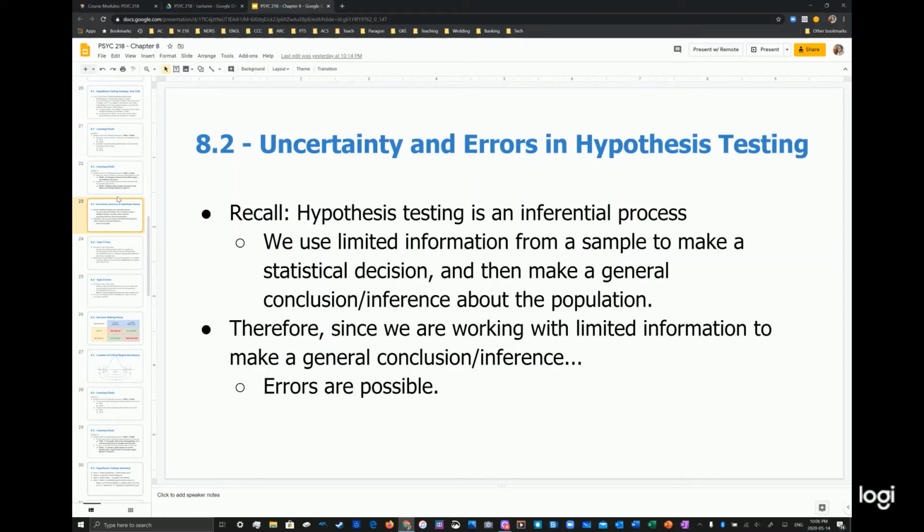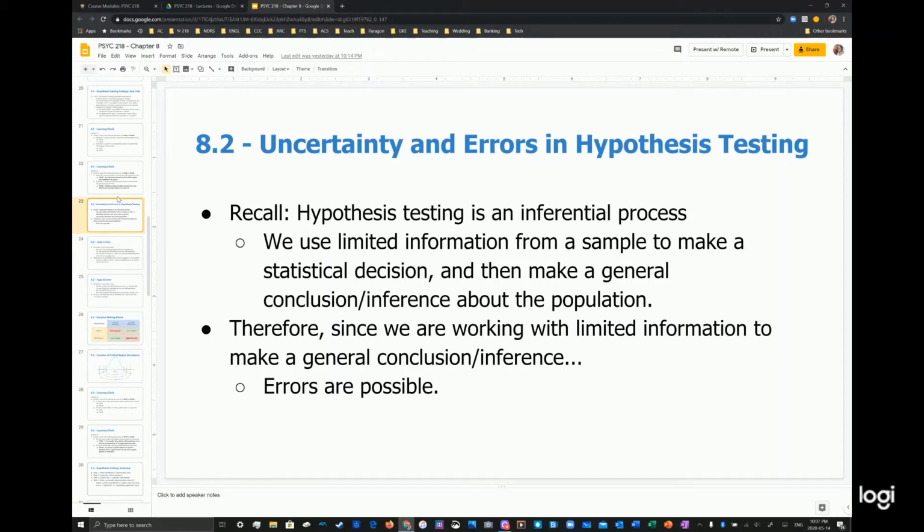Hi students. Okay, so we are in part 2 of chapter 8 as we continue with the introduction to hypothesis testing in Psych 218, analysis of behavioral data. So last time in part 1 we talked about what hypothesis testing is, the logic of hypothesis testing and why we do it, as well as the steps we use for hypothesis testing, steps 1 to 4.